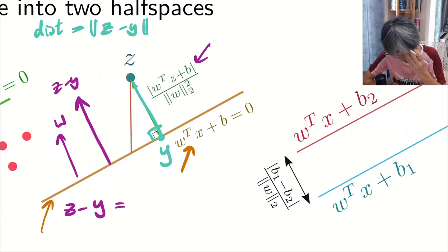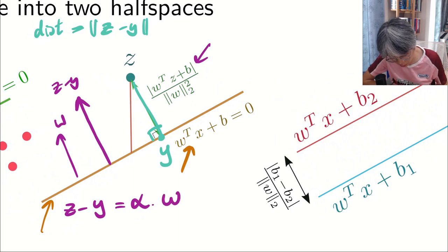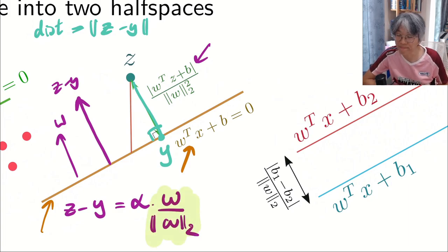So when a vector is parallel to the normal vector W, you can say that it's some scalar multiple alpha times W normalized by its norm, so this thing has a unit norm. And the distance is just the scalar factor alpha that you need to find. How do we find this alpha?